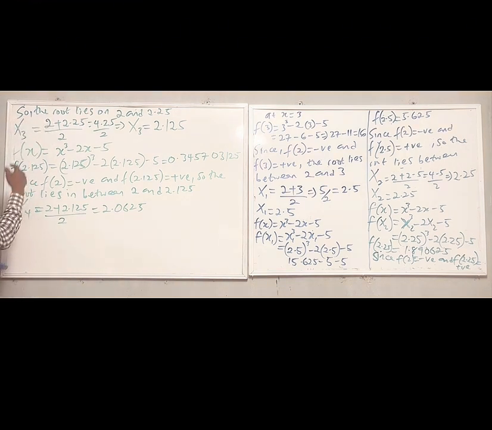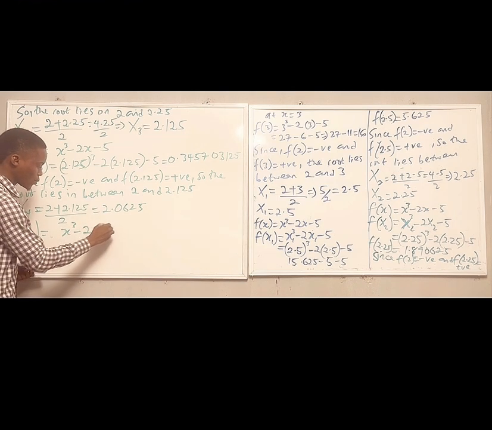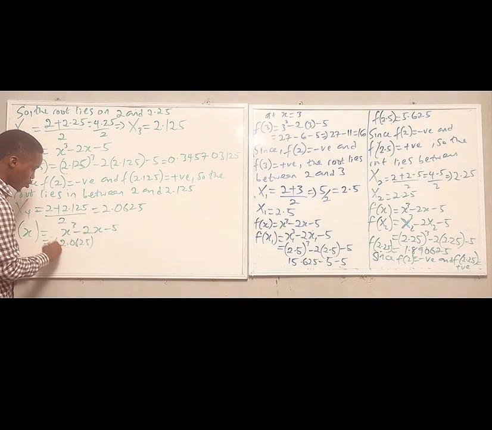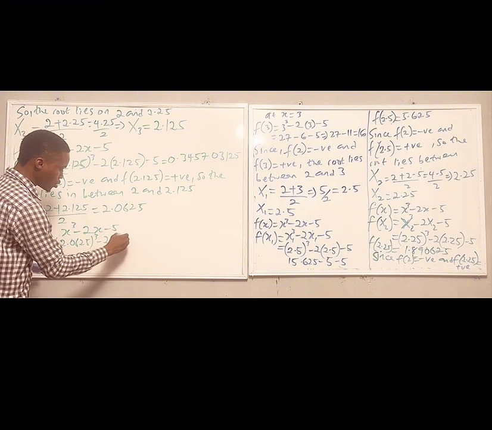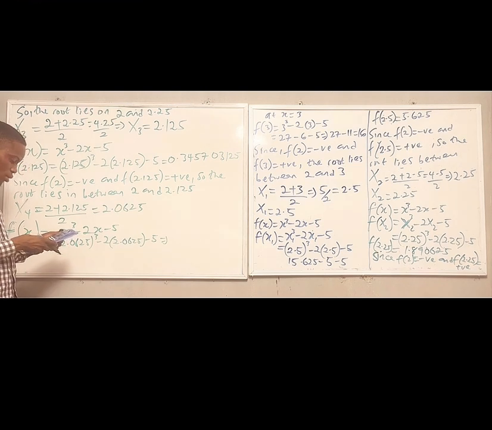So for me to get my fifth approximation, I have to put my fourth approximation in the function I've been given. I'm going to have f of x4. f of x is 2x to the power of 3 minus 2x minus 5. So I put 2.0625 in it: 2 times 2.0625 to the power of 3 minus 2 times 2.0625 minus 5.